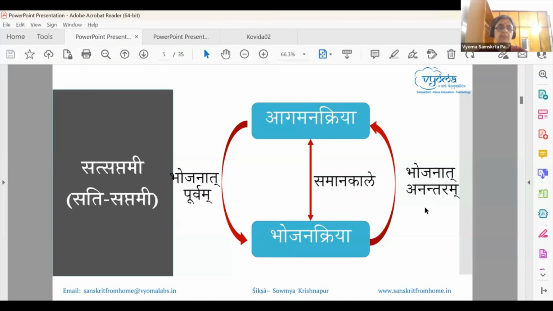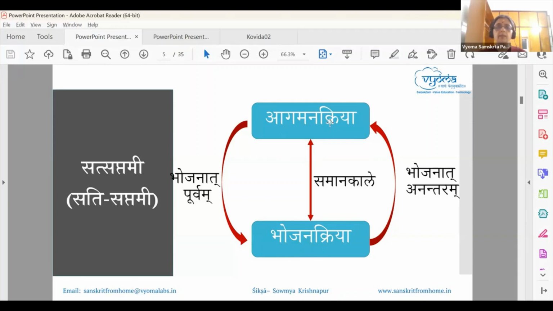So Sathi Sapthami or Sat Sapthami is also called Bhavalakshana Sapthami. Here, the main thing is that there are two actions. It can be two actions by two different people, but the point is that one action indicates the time in which another action takes place. The example given here is a bhojana kriya, that is, somebody is eating. The other action is agamana kriya.